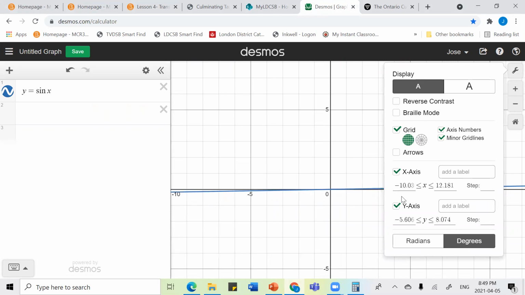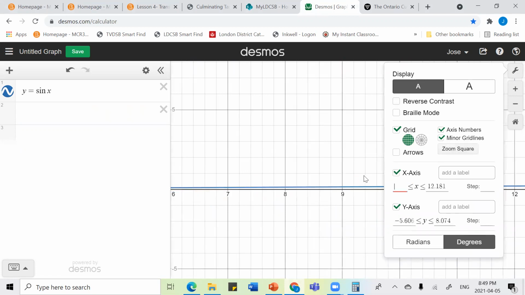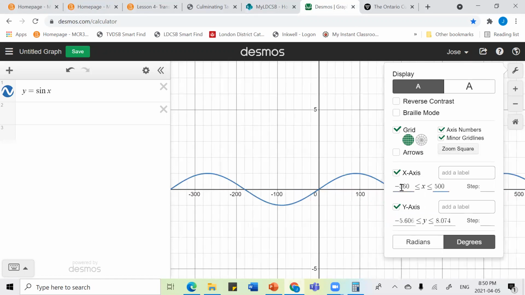Now, when you do that, the graph looks a little bit bizarre. Because you're going by degrees, you want to change the scale for the x-axis. In our case, we want it to go from negative 360 degrees to maybe, I always like to go a little more than 360 degrees, let's say 500 degrees, right? So the scale for the x-axis will tell us how far we go in degrees. Negative 360 degrees to positive 500 gives us a good range there.